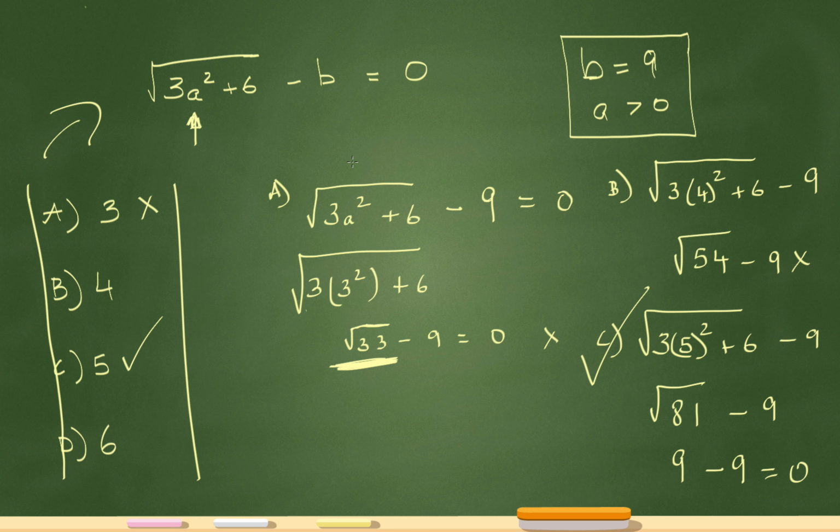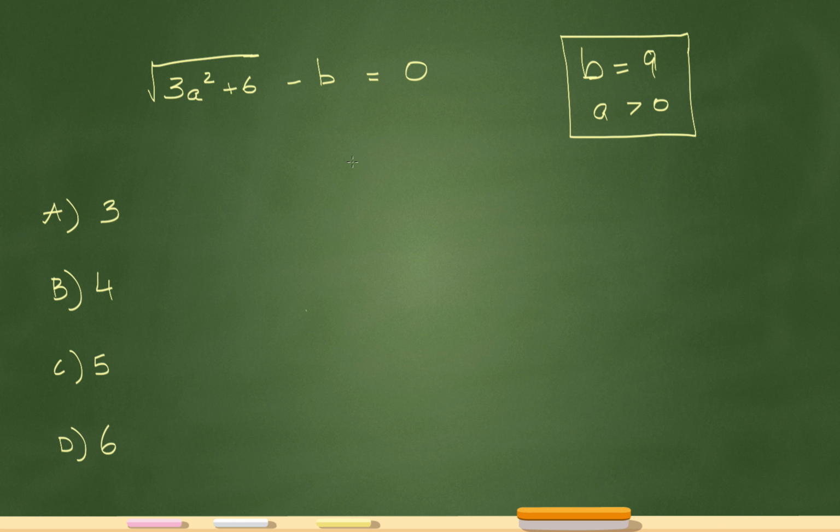But if you give me another 30 seconds, I'll show you how to do this problem the proper algebraic way, which is actually not that hard either. So let me get this stuff out of the way. And let's rewrite this problem here. So it'll be the square root of 3a squared plus 6, minus 9, equals 0. All I did was replace the b with 9.